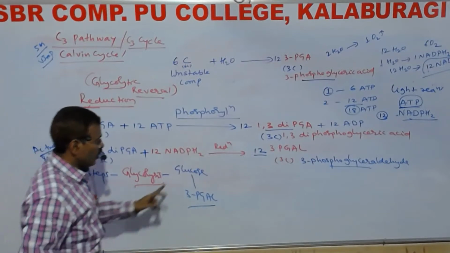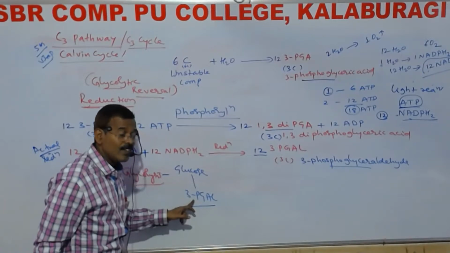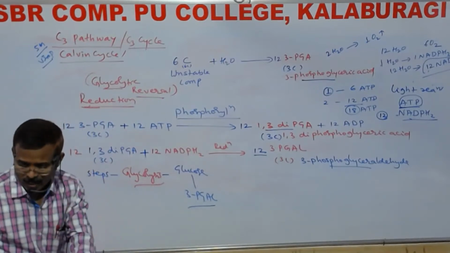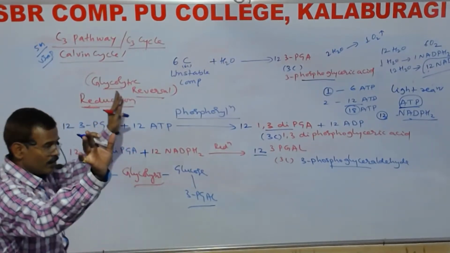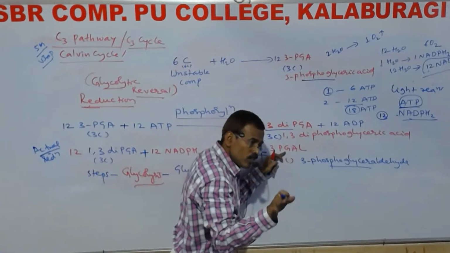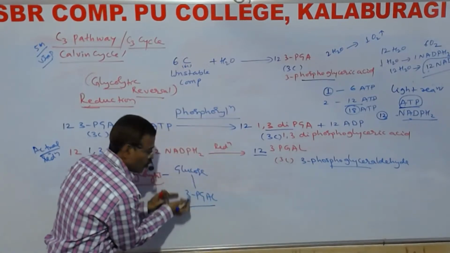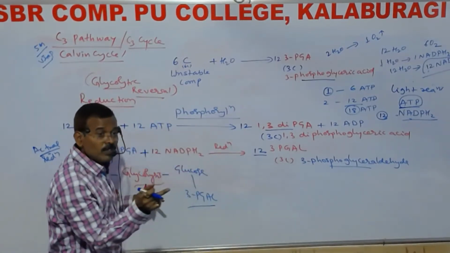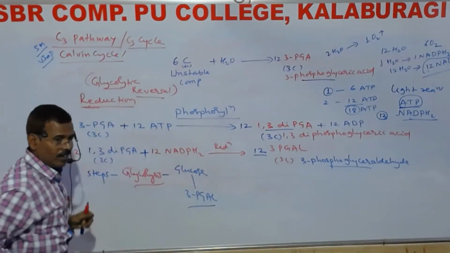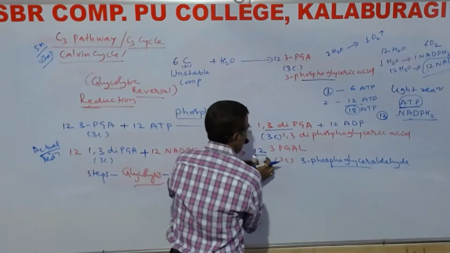During glycolysis, a 6-carbon glucose is split. The intermediate compound you get is 3-phosphoglyceraldehyde. But here, in the reduction step in the C3 cycle, from 3-PGAL, glucose is synthesized. So it is a reverse of glycolysis. In glycolysis, glucose to 3-PGAL. In this reduction step, 3-PGAL to glucose. That's why it is called glycolytic reversal. Remember this.